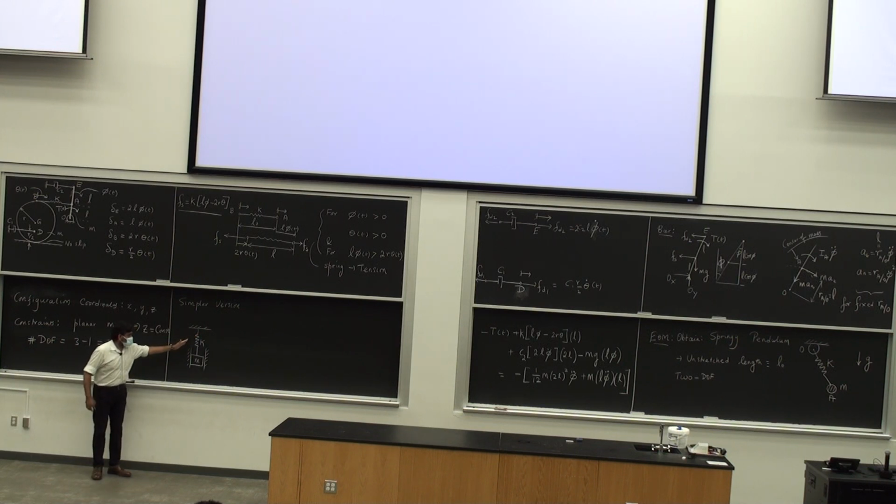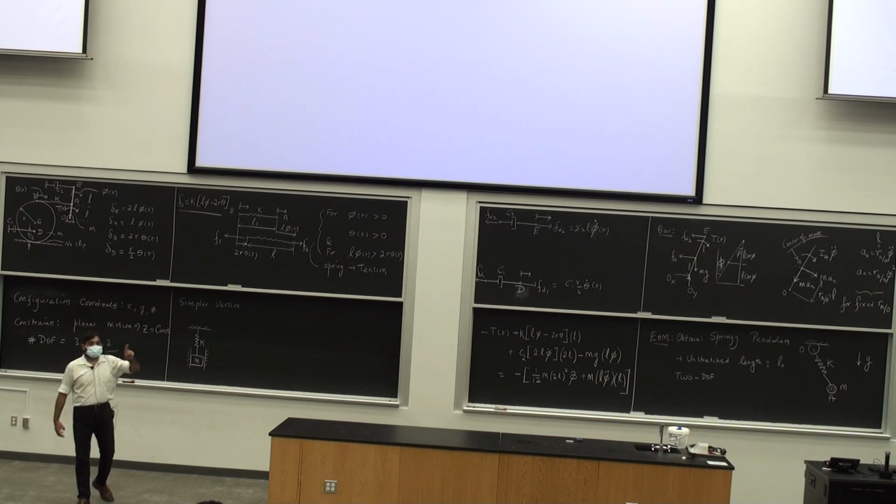How many degrees of freedom? It is constrained to move only vertically. It is constrained to be in the plane of motion. Between 2 constraints and 3 configuration coordinates, the number of degrees of freedom is 3 minus 2, 1, which is just vertical motion, up and down.